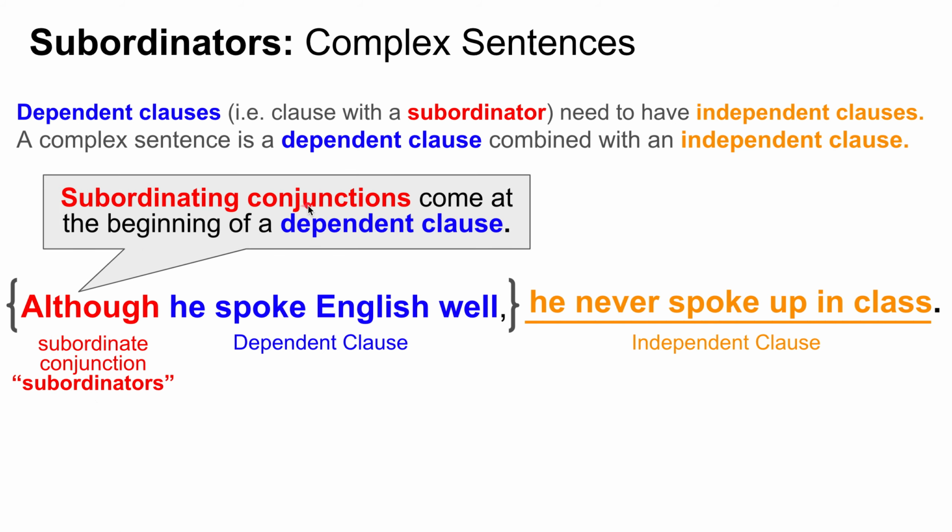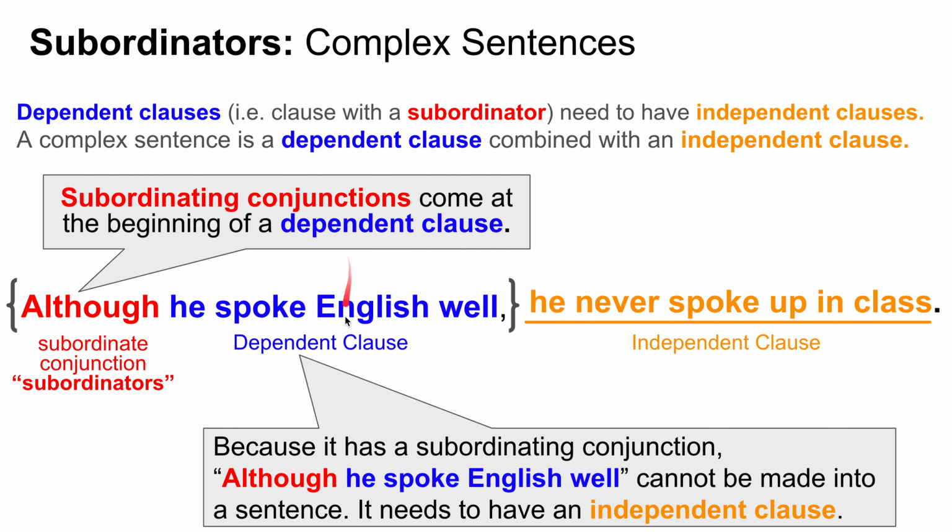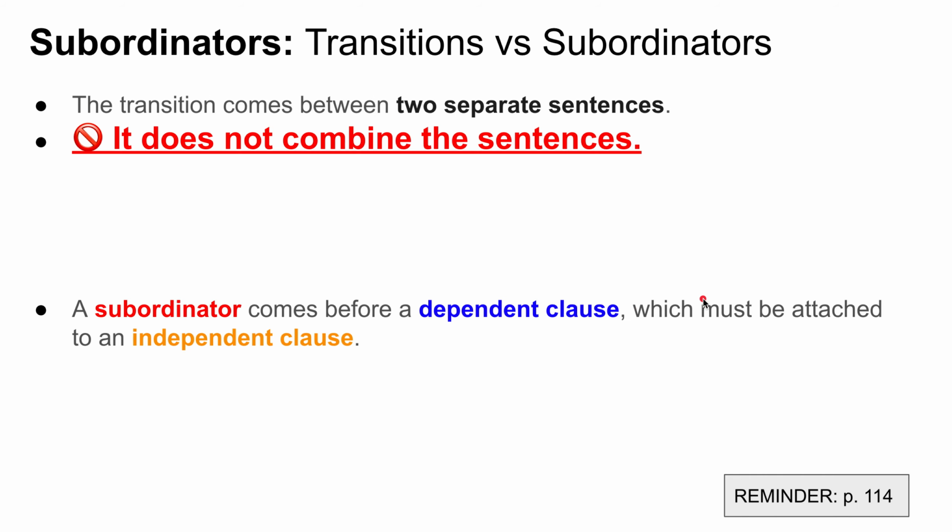Remember that the subordinating conjunction comes at the beginning of a dependent clause. And because it has a subordinating conjunction, "although he spoke English well" cannot be made into a sentence. It needs to have an independent clause, which we have here. So it's a sentence.